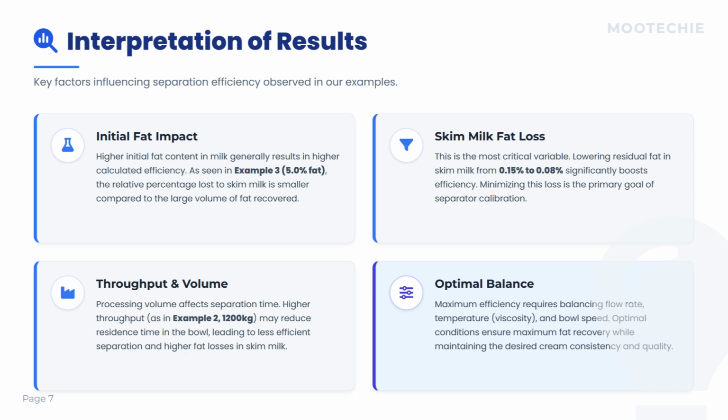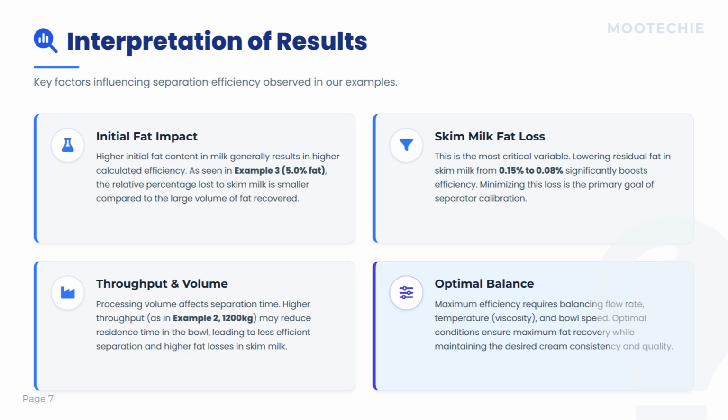So, what do these results actually tell us? Let's interpret the patterns. First, the initial fat impact. We can see that a higher initial fat content in the milk generally leads to a higher calculated efficiency, just like we saw in example 3. There's simply more fat available to recover. Second, and this is crucial, skim milk fat loss. This is the most critical variable. Look at the dramatic improvement when we lower the residual fat in skim from 0.15% to 0.08%. Minimizing this loss is the primary goal of fine-tuning your separator.